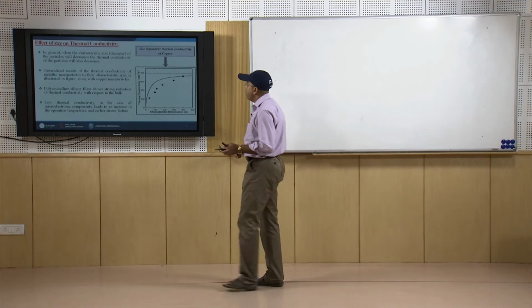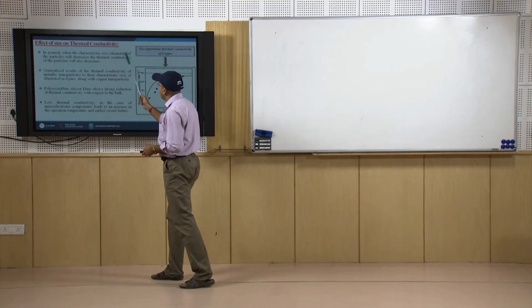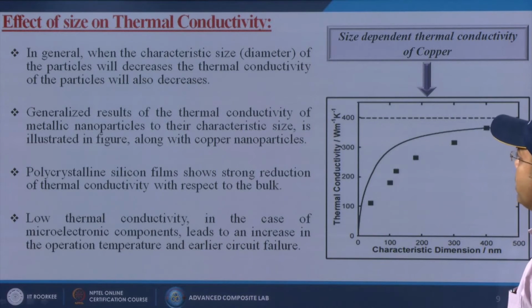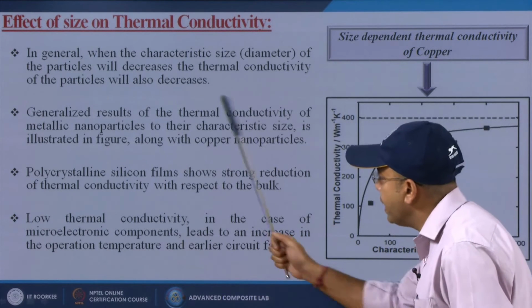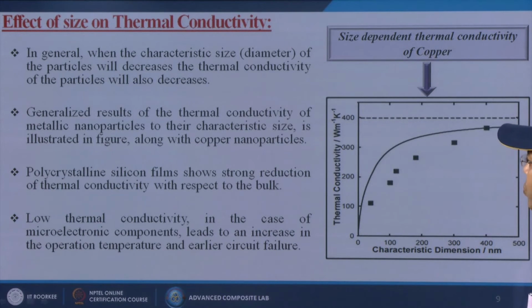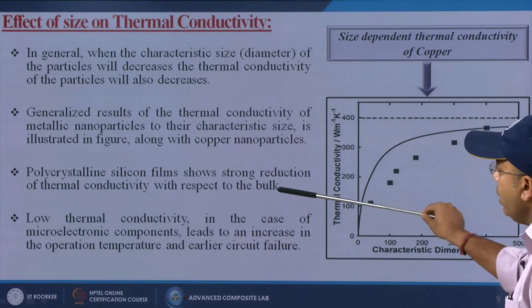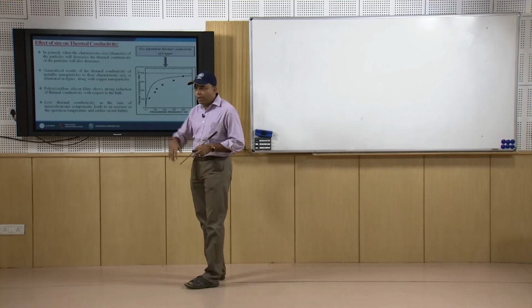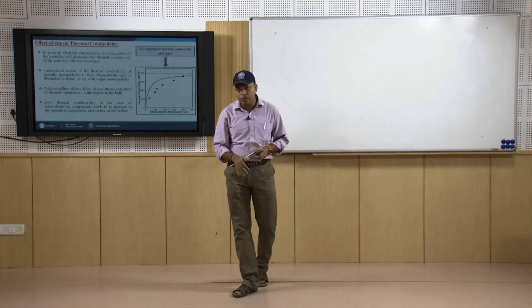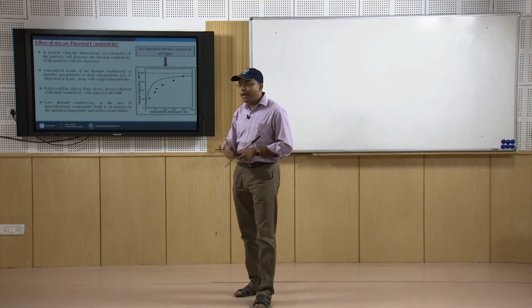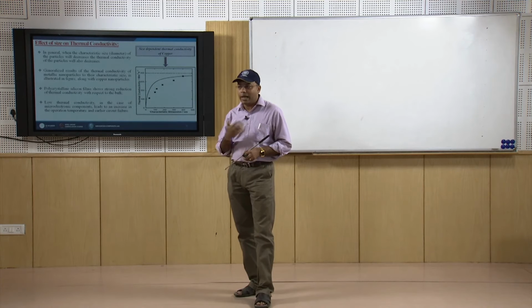So in general, when the characteristic size, like the diameter of the particle, decreases, the thermal conductivity of the particles will also decrease. The generalized result of the thermal conductivity of metallic nanoparticles with respect to their characteristic size is illustrated in the figure along with the copper nanoparticles. Polycrystalline silicon film shows strong reduction of thermal conductivity with respect to the bulk. So you see, when we are using this kind of material and changing its size or shape, automatically it is showing better properties than before.